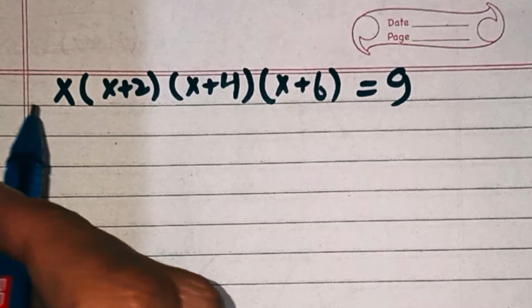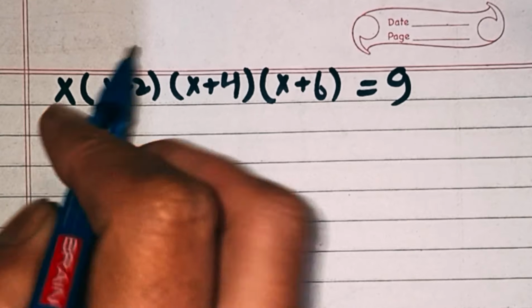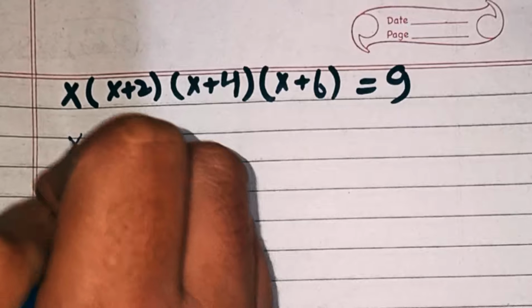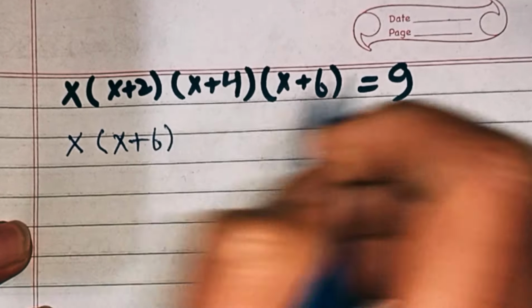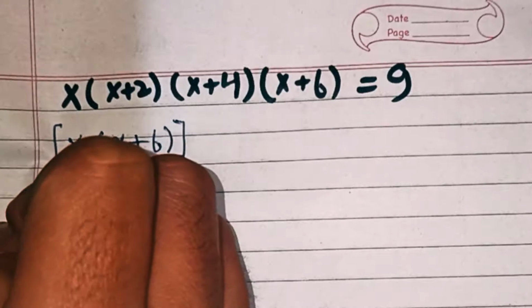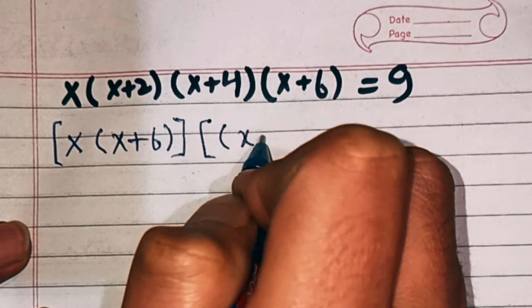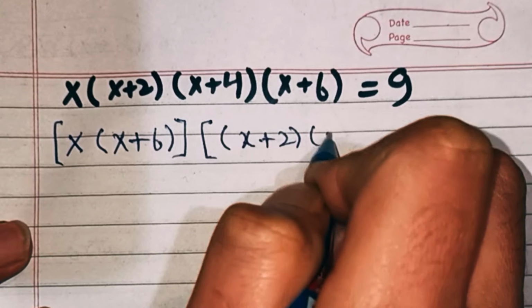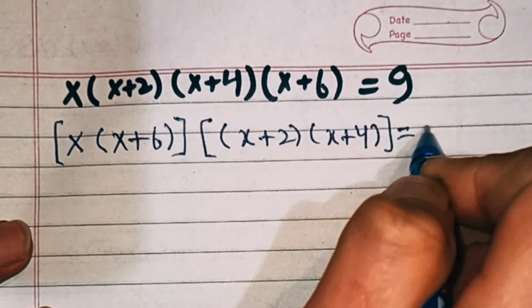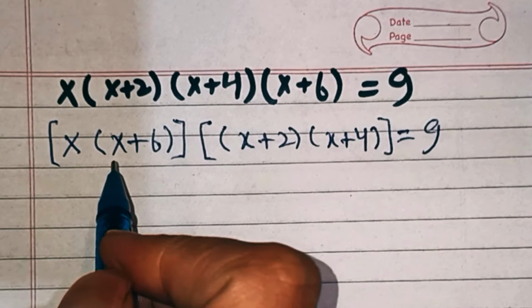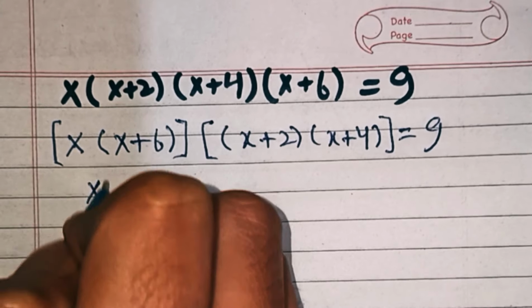First of all, from the left hand side, we will take x and x plus 6. So we'll write this as x times x plus 6. Then here remains x plus 2 times x plus 4 equals 9. Right? Then in the next step, it will be this x times x is x square.